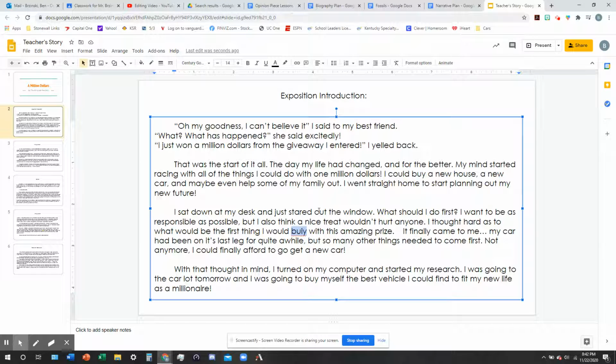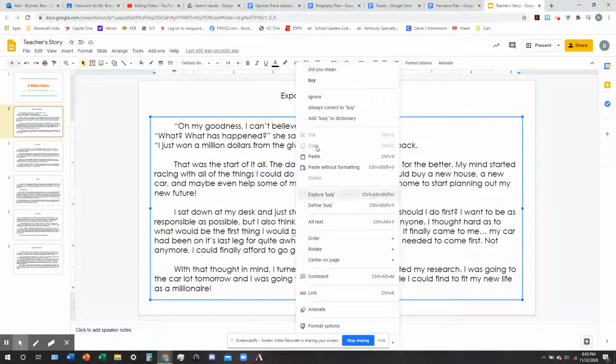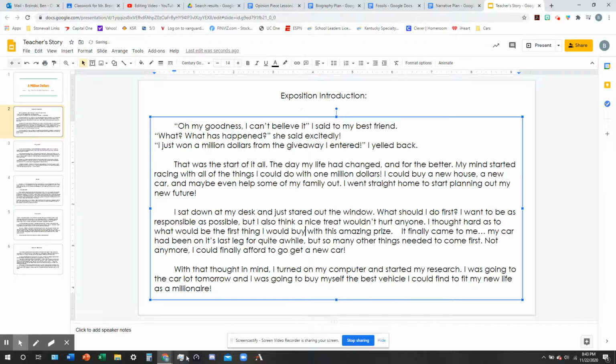Also, you'll notice here a lot of times if you have any spelling errors, Google, or if you're working on a different program, they'll usually underline it with some red squiggly lines. Sometimes you'll see it's blue. Blue lines mean there's a grammatical error. Red lines typically mean that there's a spelling error. In this case, there's a spelling error. And if I just right click on it, it gives me some suggestions. Did I mean this word? And I did. I meant the word buy, B-U-Y here.